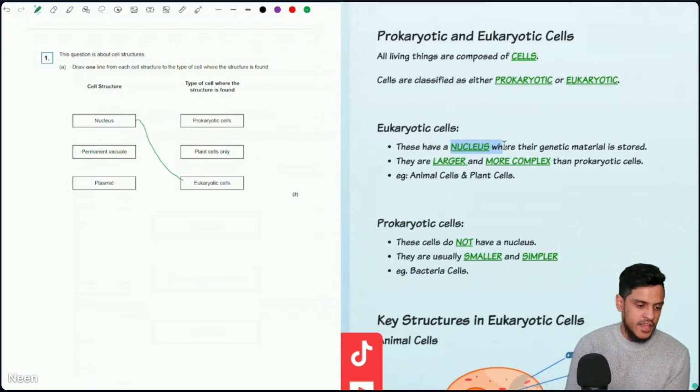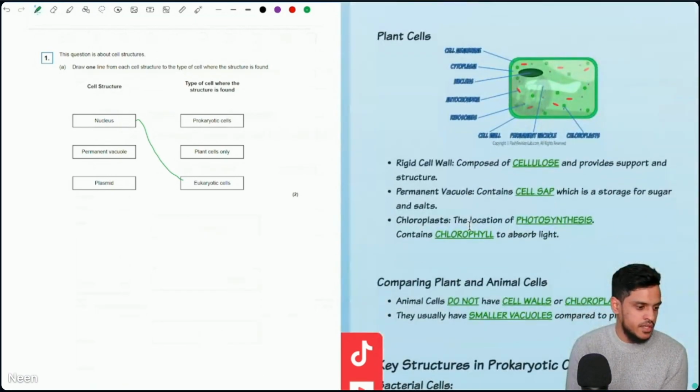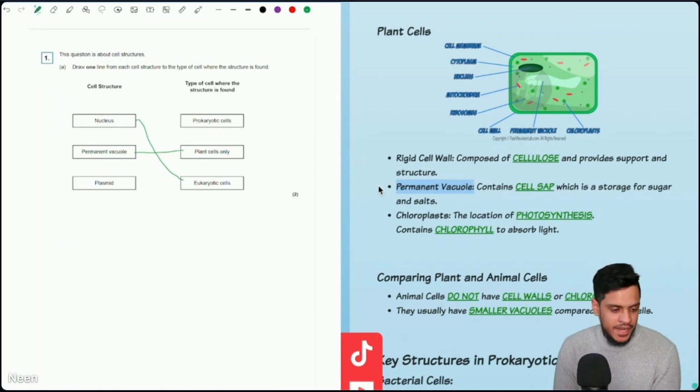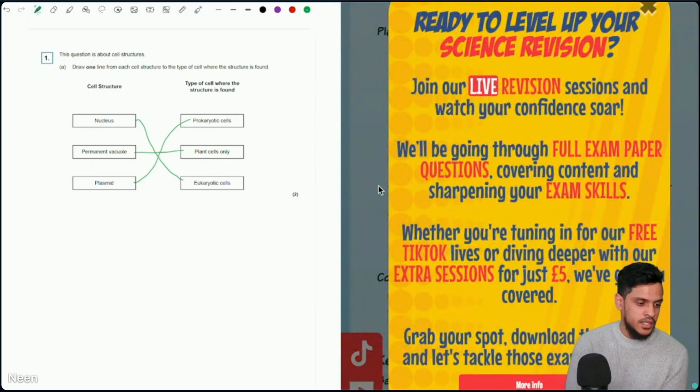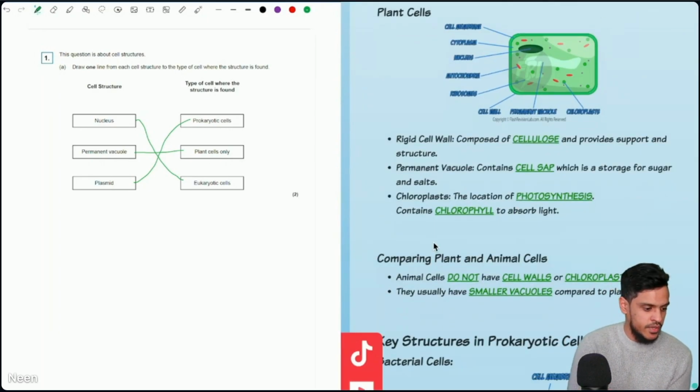Which type of cells have permanent vacuoles? So you can go down to the plant cell section and you can see that plant cells have a permanent vacuole there. You can see it over there. So the answer for that would be plant cells only. Yep, well done, Nav. Then we've got plasmid. What type has got a plasmid? It's going to be the prokaryotic cells. That's the only one that's left. Let me close that. Prokaryotic cells we've got here.